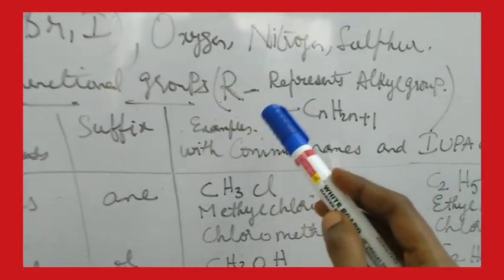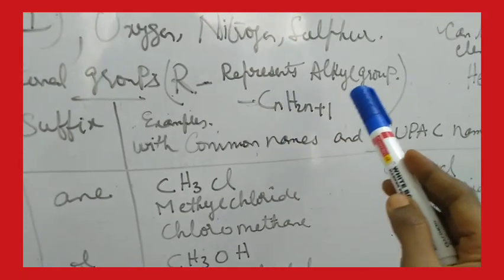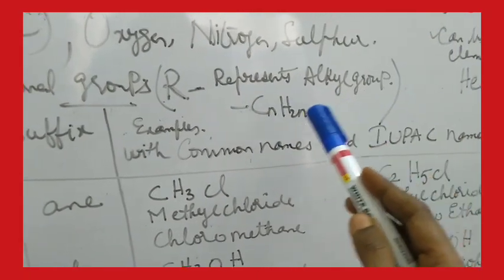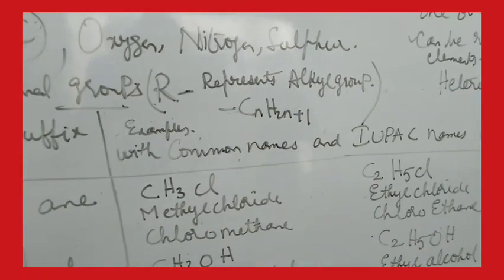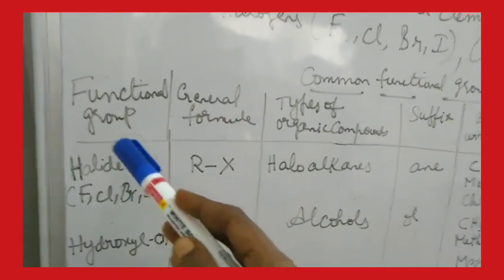So common functional groups. Here I am taking R. R is going to represent the alkyl group. Just now we have discussed the alkyl group. Alkyl group means CnH2n+1, where one hydrogen atom is removed from the alkane. Now let us see the functional groups.